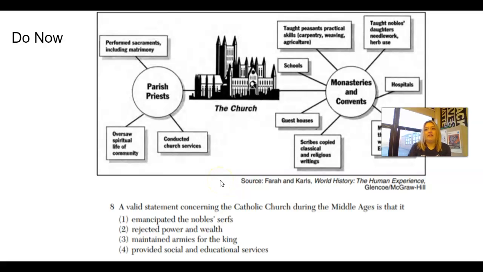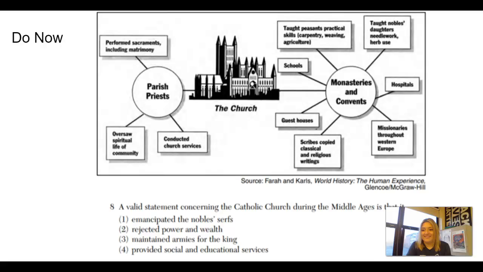All right, your do now is, let me move my face. So we have a diagram which has the church in the middle. Obviously, this is the Catholic Church. And then on the left, we have parish priests, and on the right, we have monasteries and convents.